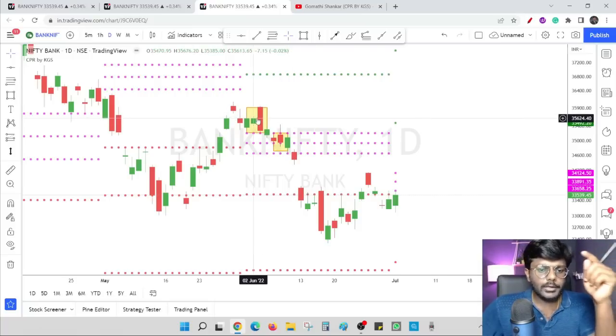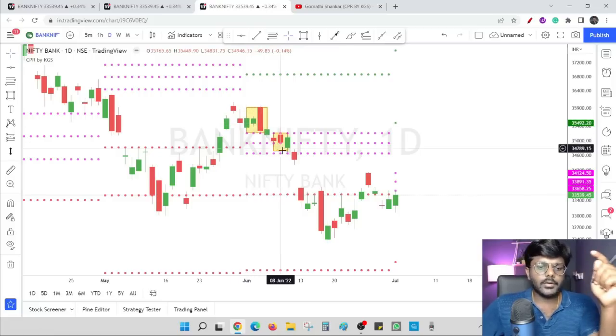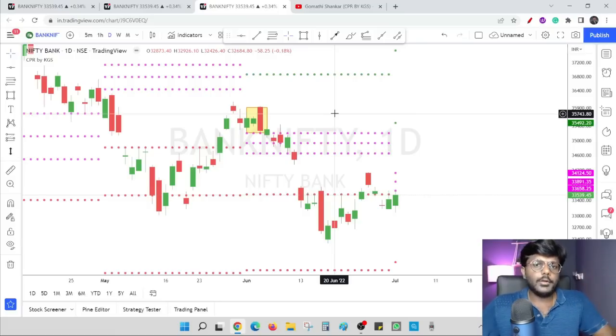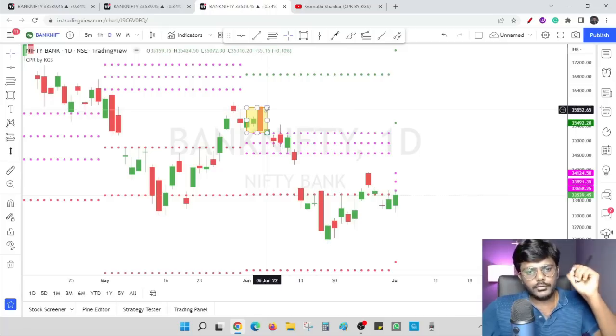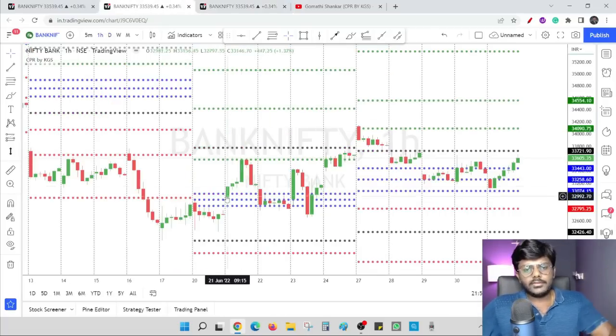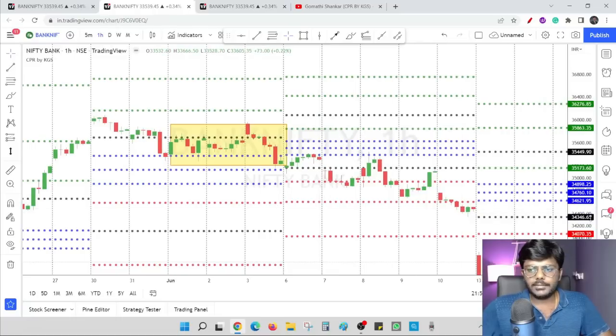Now I'm going to check the market on 1st, 2nd and 3rd of June, and I'm going to explain where I took my long entries. In the first 3 days of June I have marked a zone, and that zone I am going to check in the hourly chart with weekly CPR.